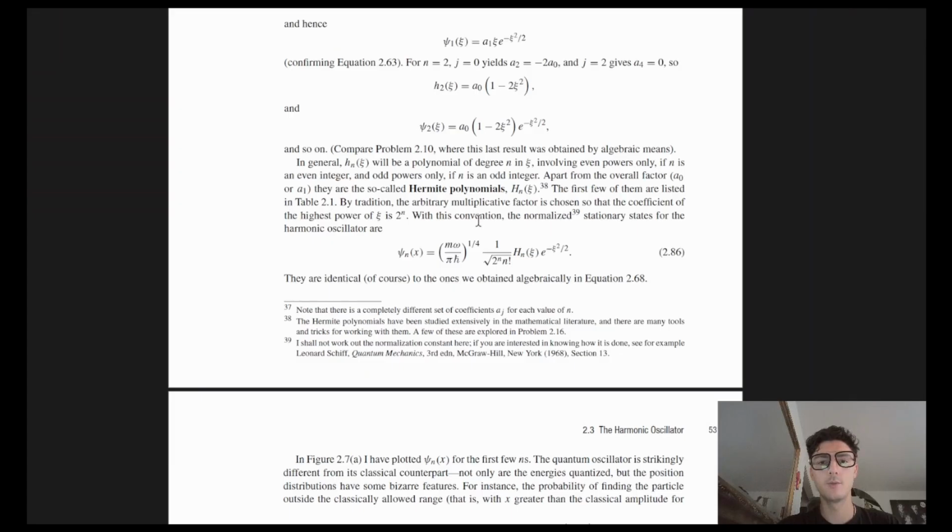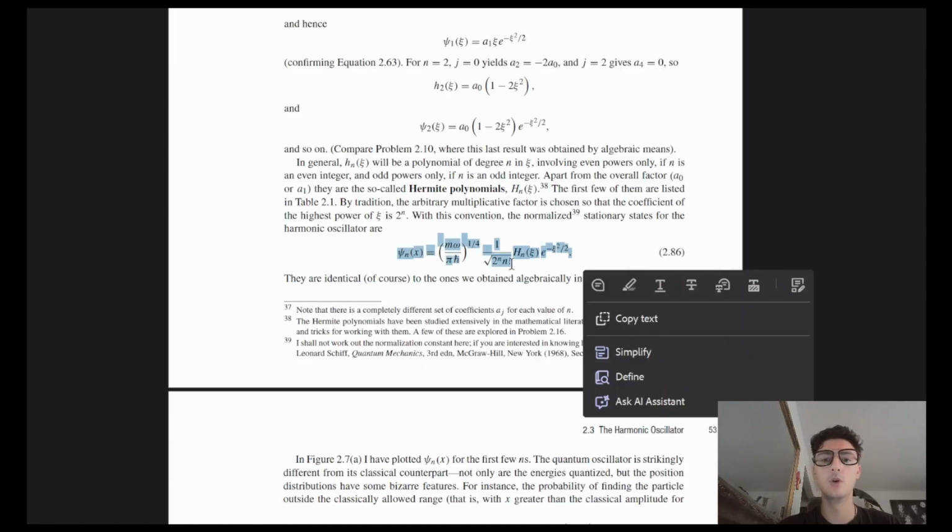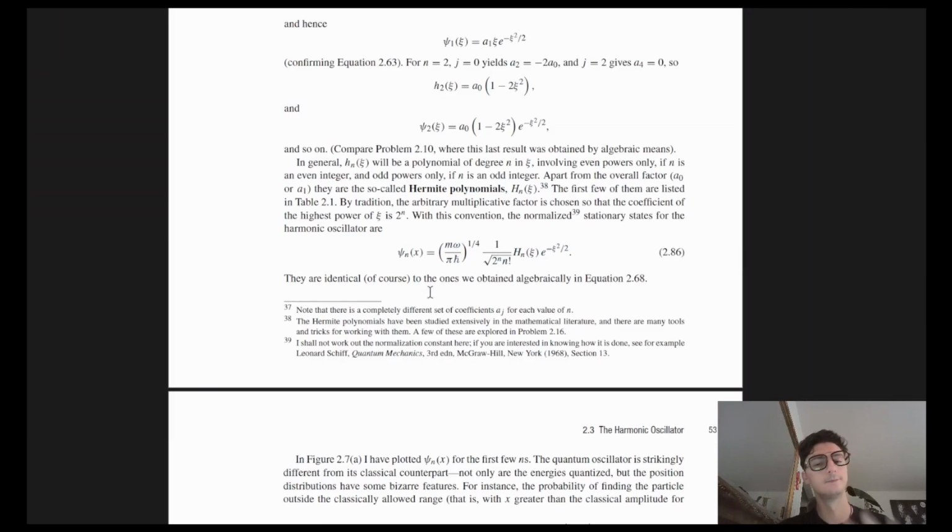By tradition, the arbitrary multiplicative factor is chosen so that the coefficient of the highest power of xi is 2 to the n. With this convention, the normalized stationary states for the harmonic oscillator are, boom, and we get the solution. How do we get this? Pretty big leaps. The normalization constant is here.